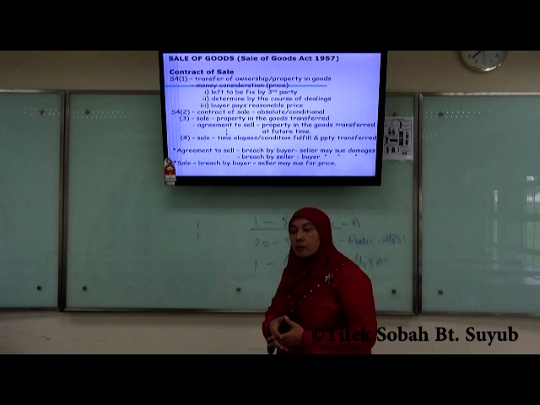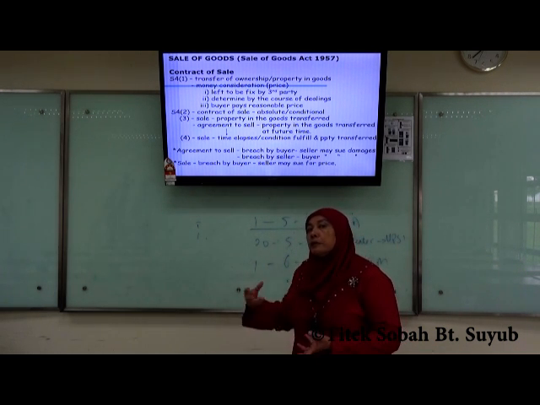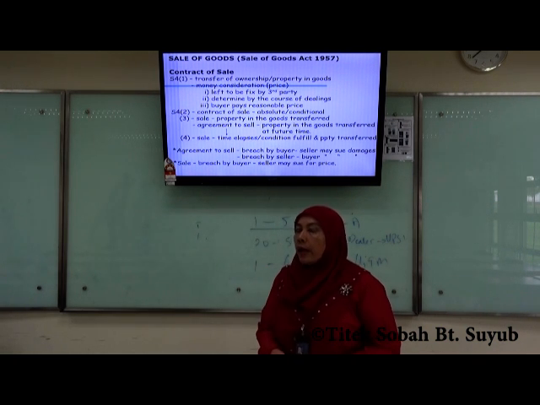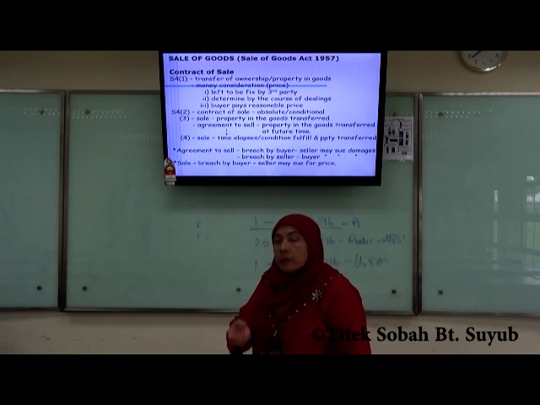So if the goods are not with the buyer, however, the ownership of the goods has already been transferred to the buyer, though the price of the goods has not been fully settled, it is already considered a contract of sale, because the most important thing is the transfer of the property or the ownership of the said goods.